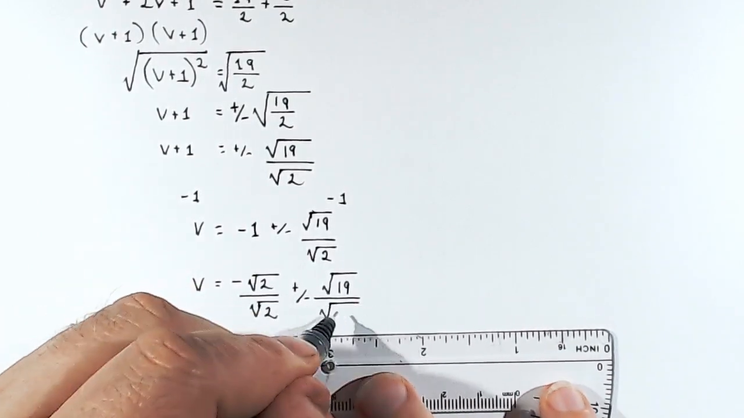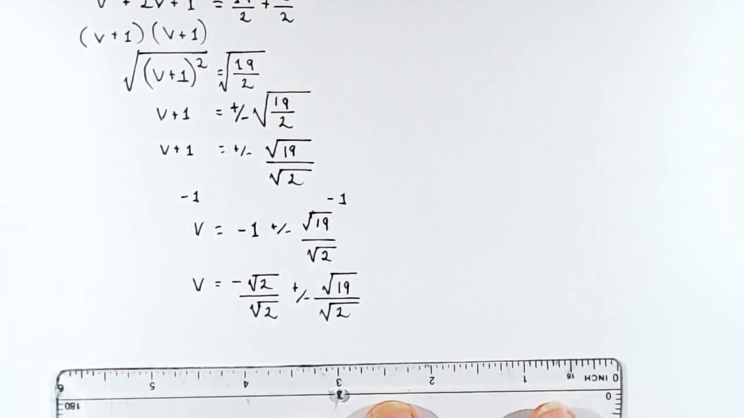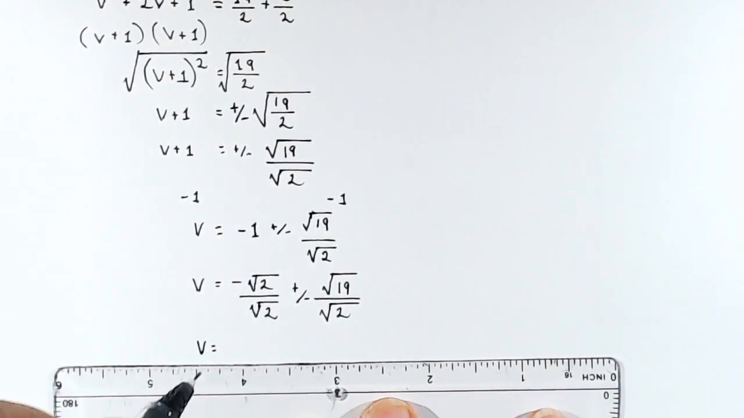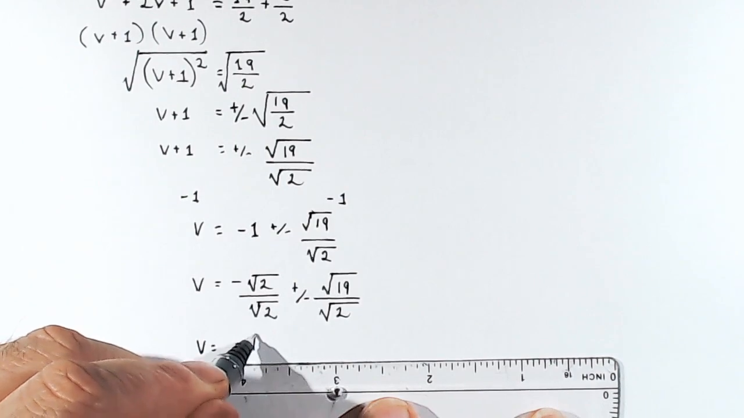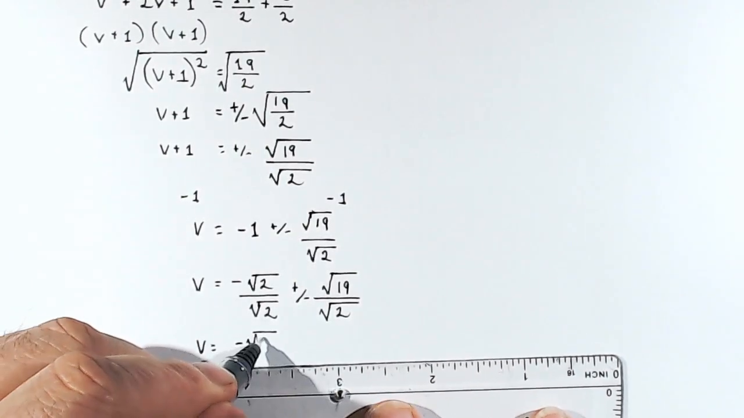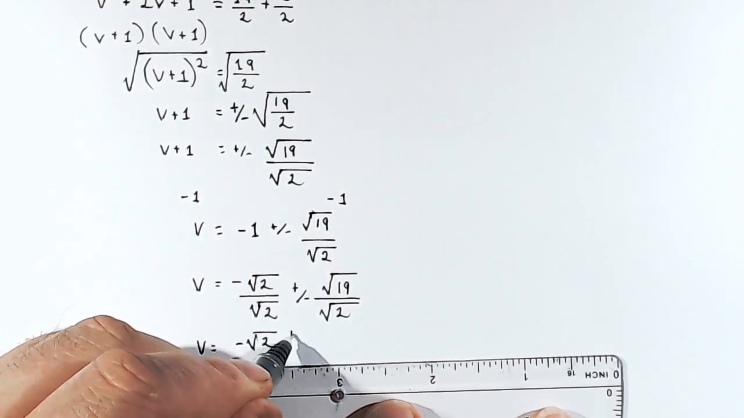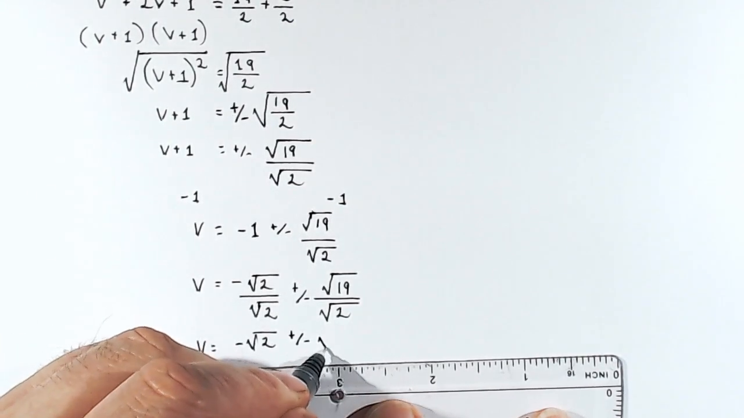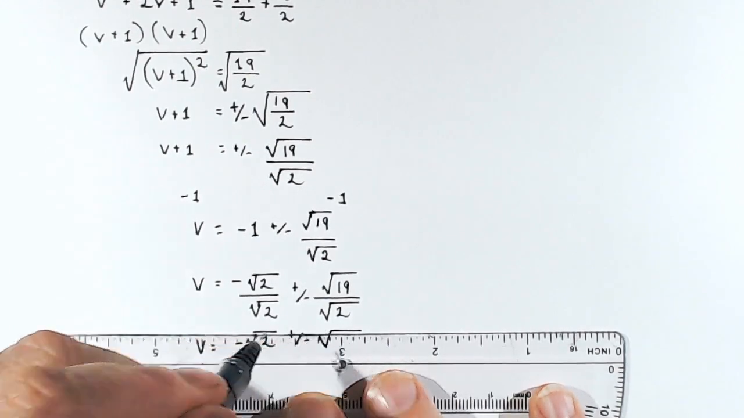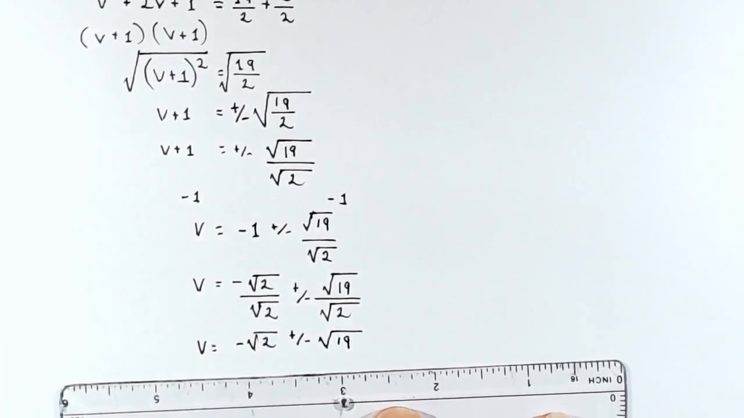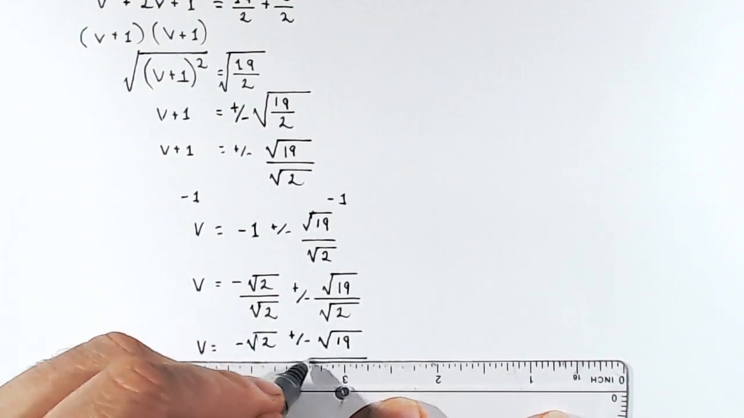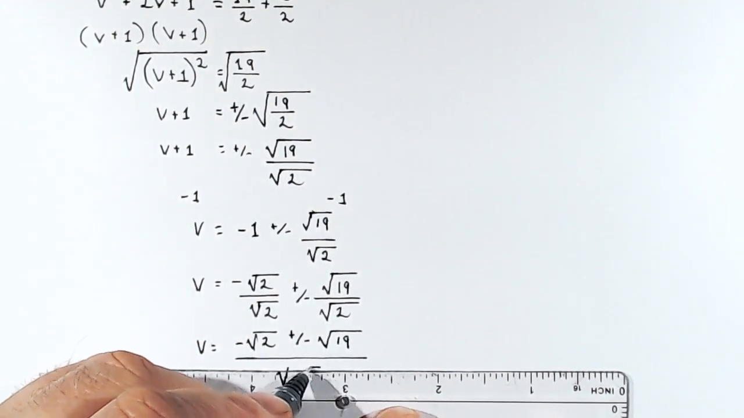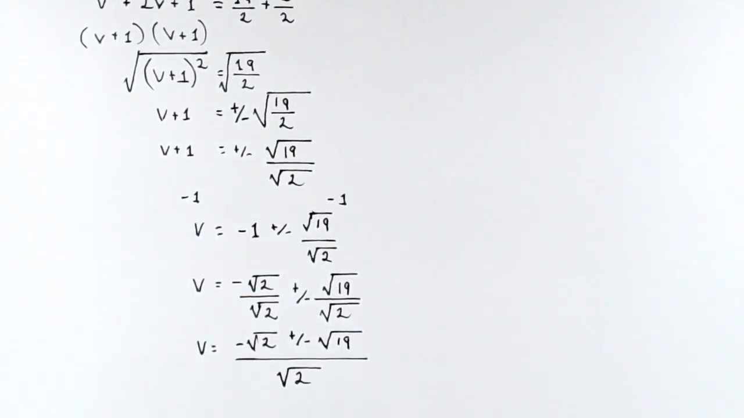Now, the benefit of having done all this work is that now we have a common denominator, so I can write v equals negative square root 2 plus or minus the square root of 19 all over the square root of 2. Because we have that common denominator, all right?